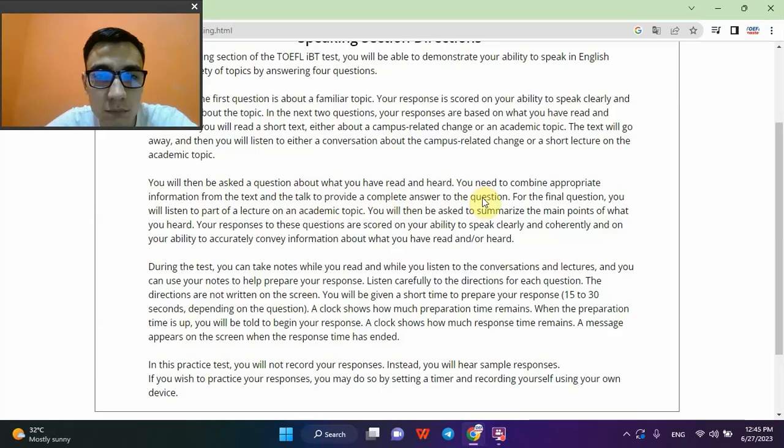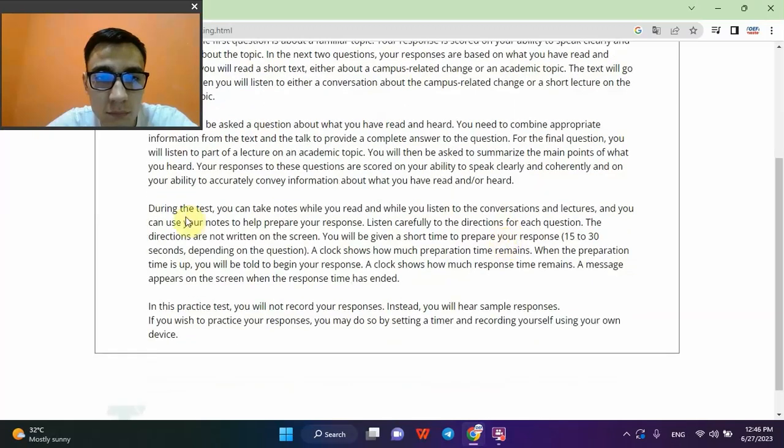For the final question, you will listen to part of a lecture on an academic topic. You will then be asked to summarize the main points of what you heard. Your responses to these questions are scored on your ability to speak clearly and coherently, and on your ability to accurately convey information about what you have read and or heard. During the test, you can take notes while you read and while you listen to the conversations and lectures, and you can use your notes to help prepare your response.